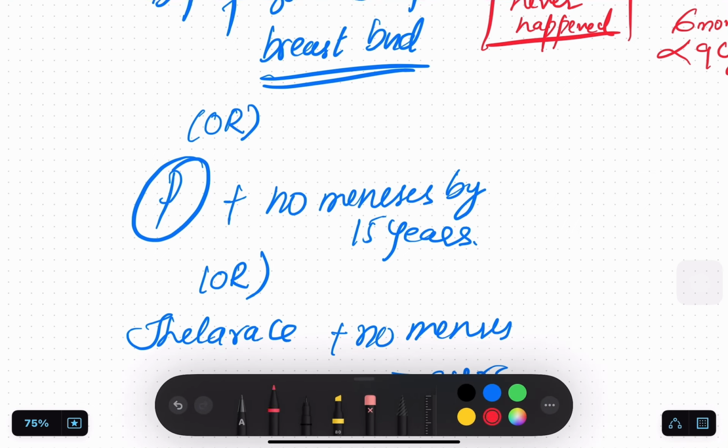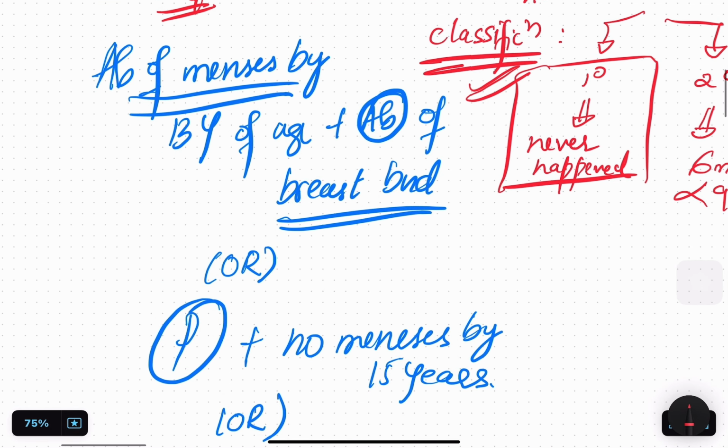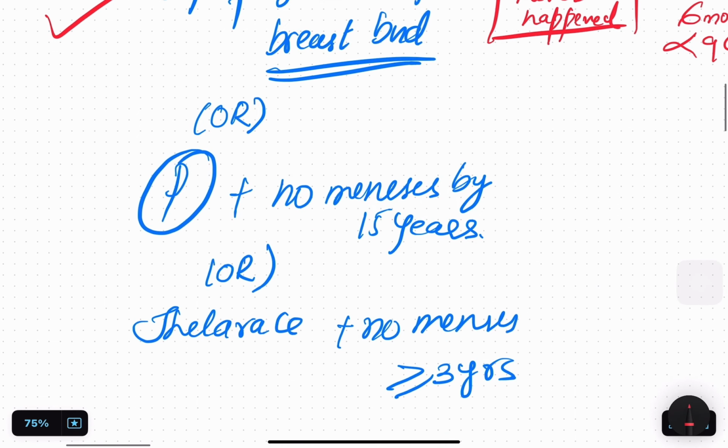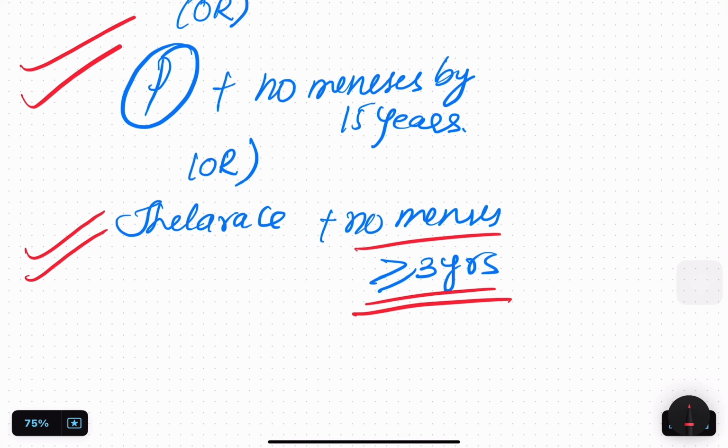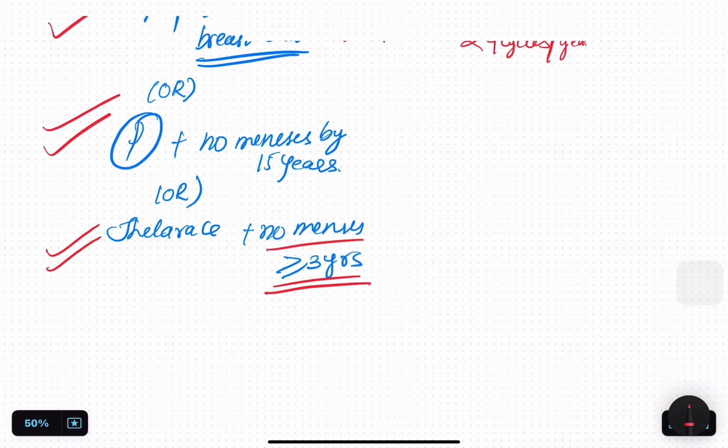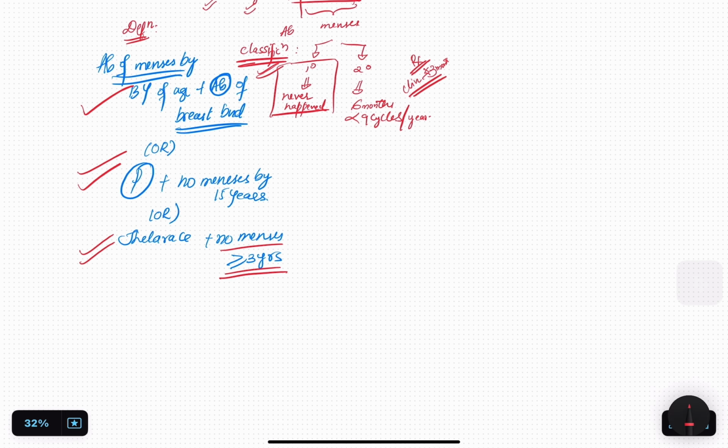So by 13 years of age, no menses and absence of breast bud: primary amenorrheic. Presence of breast bud but no menses by 15 years of age: primary amenorrheic. If she has attained thelarche but no menses for the past 3 years, then it is primary amenorrheic. So now you know how to classify a person as primary amenorrheic. Correct? Now you know so much.